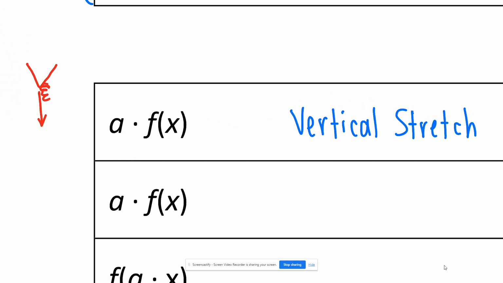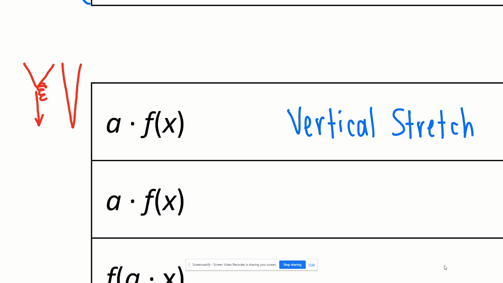If I vertically stretched it by pulling it down, what it would do to that V, that absolute value, is make it extremely narrow. Can you picture that? That's what it would do if the value that you're multiplying by on the outside was a number greater than 1. It's going to vertically stretch it.